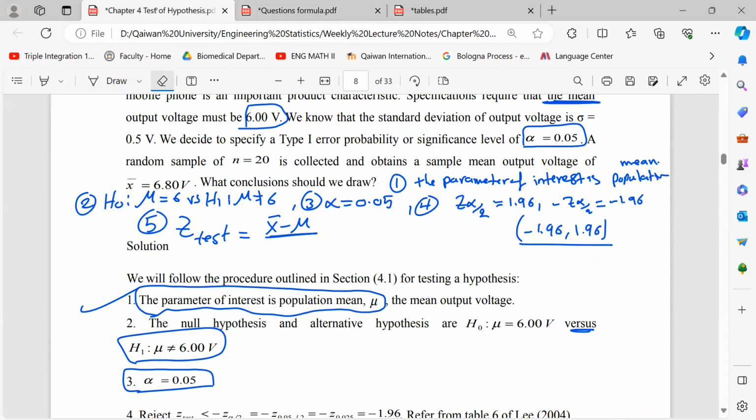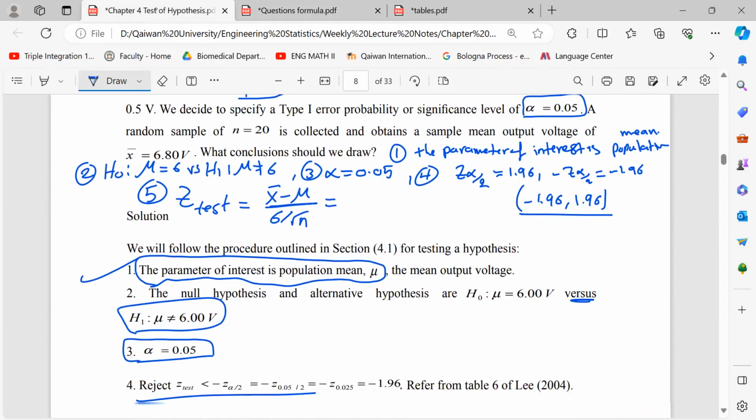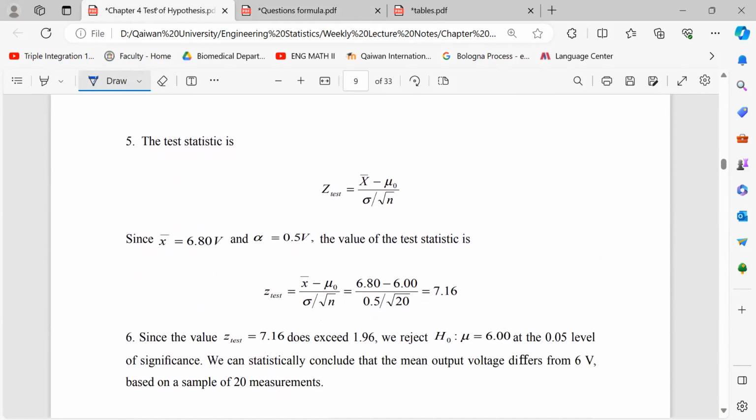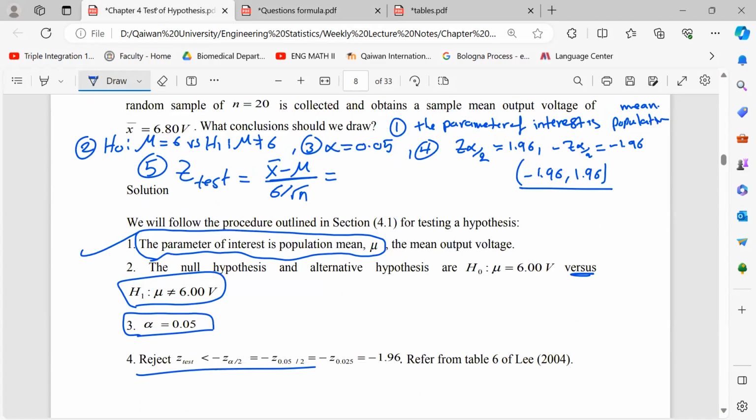Now we find the z-test. We said it's X bar minus mu over sigma over square root of n. All of these are given. Mu naught is given, X bar is given, sigma is given, and n is given. Calculate this. Let me write down the result here. It's 7.16.